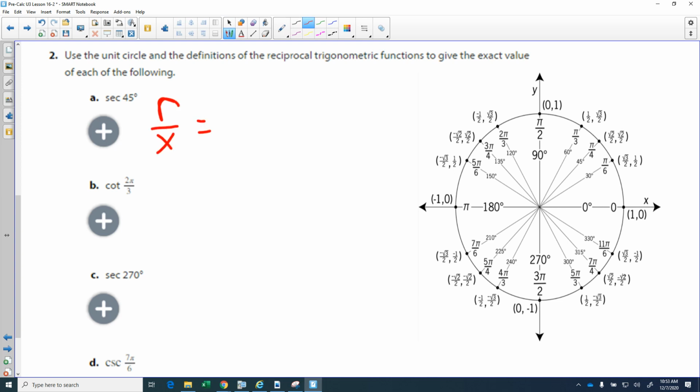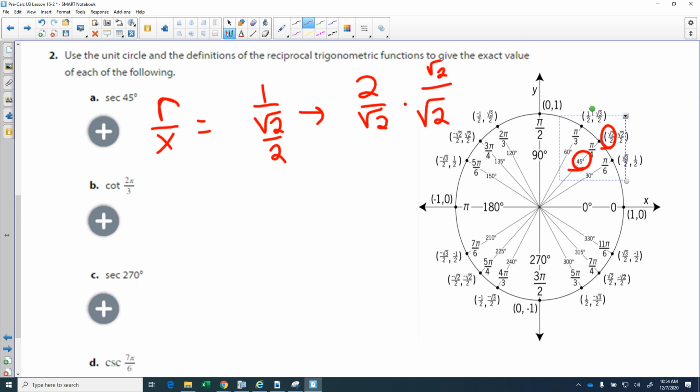To solve this, we're still going to go to the 45-degree mark and focus on the x value there. But now instead of plugging that in on top, this is going to turn into 1 over the square root of 2 over 2. If we're dividing by fractions, we can simplify that into 2 over square root of 2. From there, we just have to get it in a better form, so we multiply square root of 2 on top and bottom. That gives me 2 square root of 2 over 2, and then the 2's cancel out to give me a final answer of square root of 2.